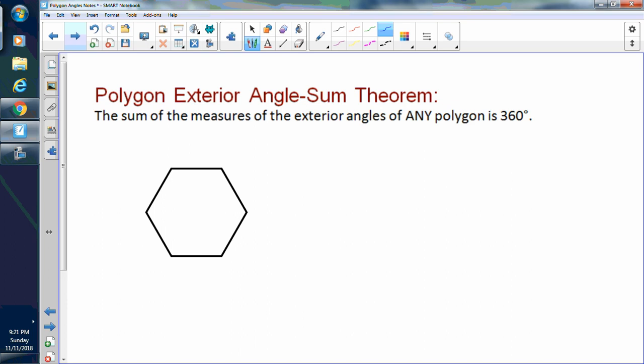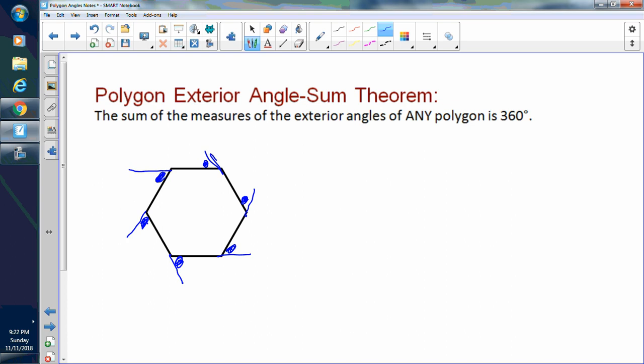Now we're doing the exterior angles. Remember, exterior angles we find by extending the sides. So here's one exterior angle. Here's a second one. Here's a third one. Here's a fourth one. Here's a fifth one. Here's a sixth one.